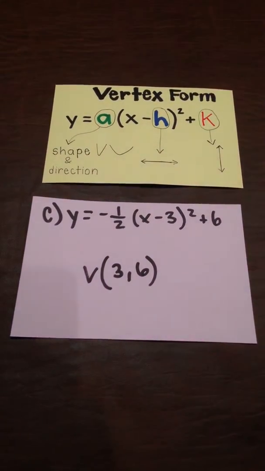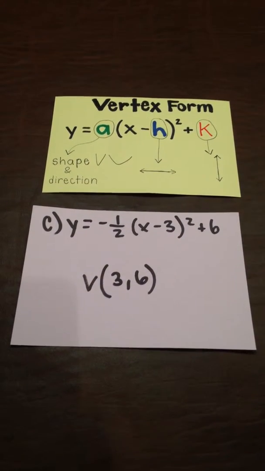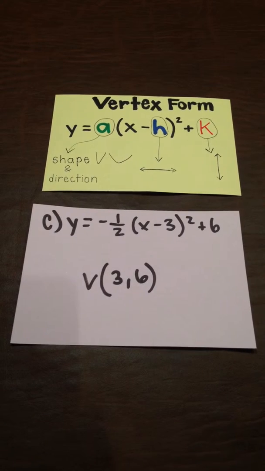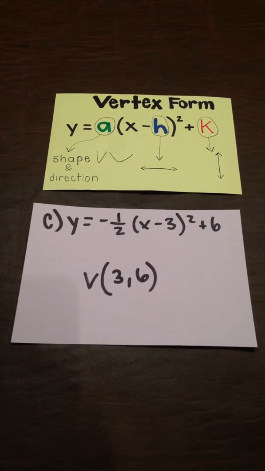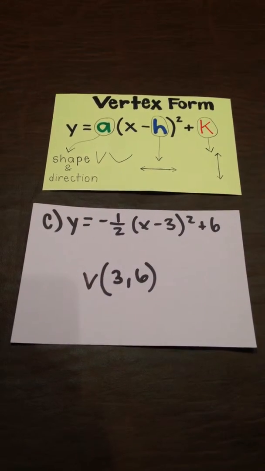We know this because in vertex form, the h value is negative, and when you're finding the vertex, you switch the sign of h so that it would be positive. And we also know that in vertex form, our k value is 6, and we just keep it the same, so it would stay 6.